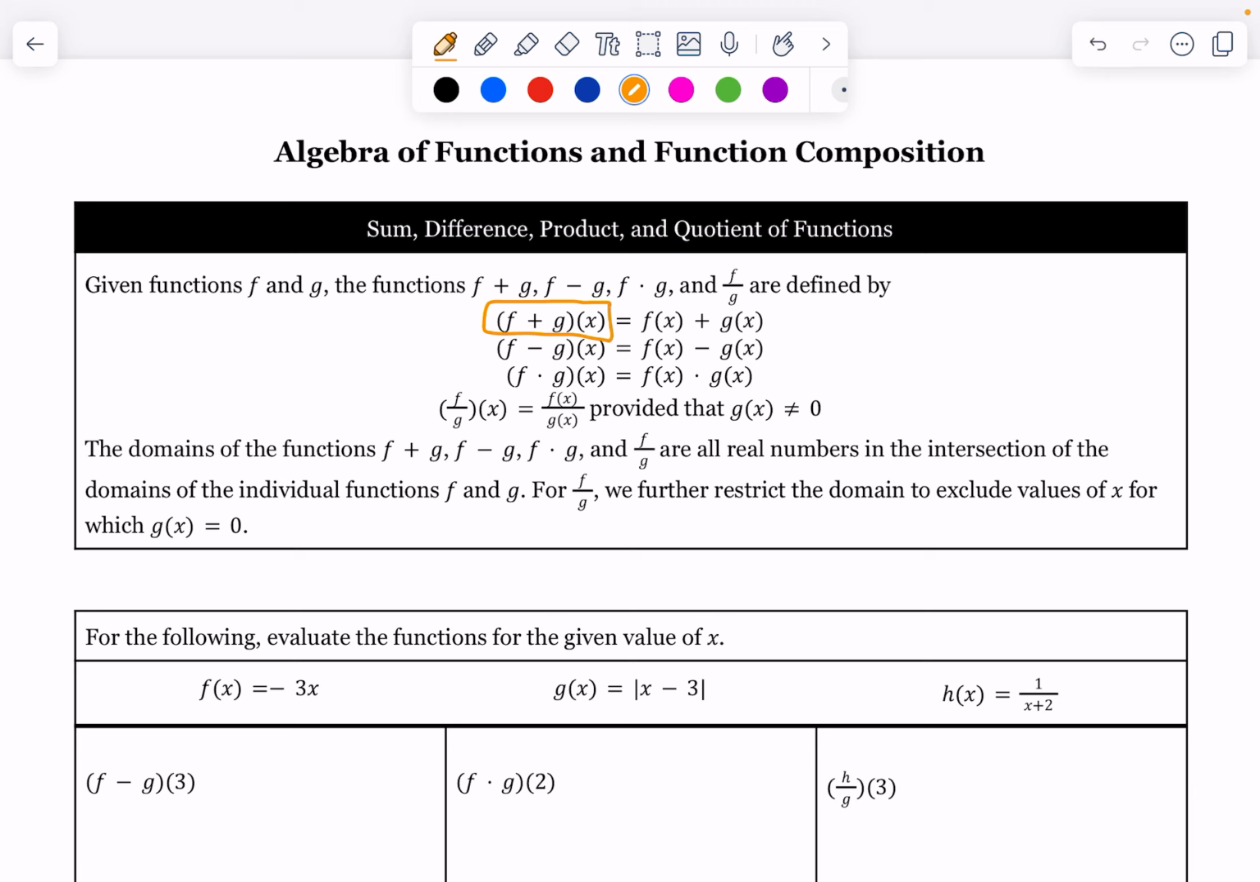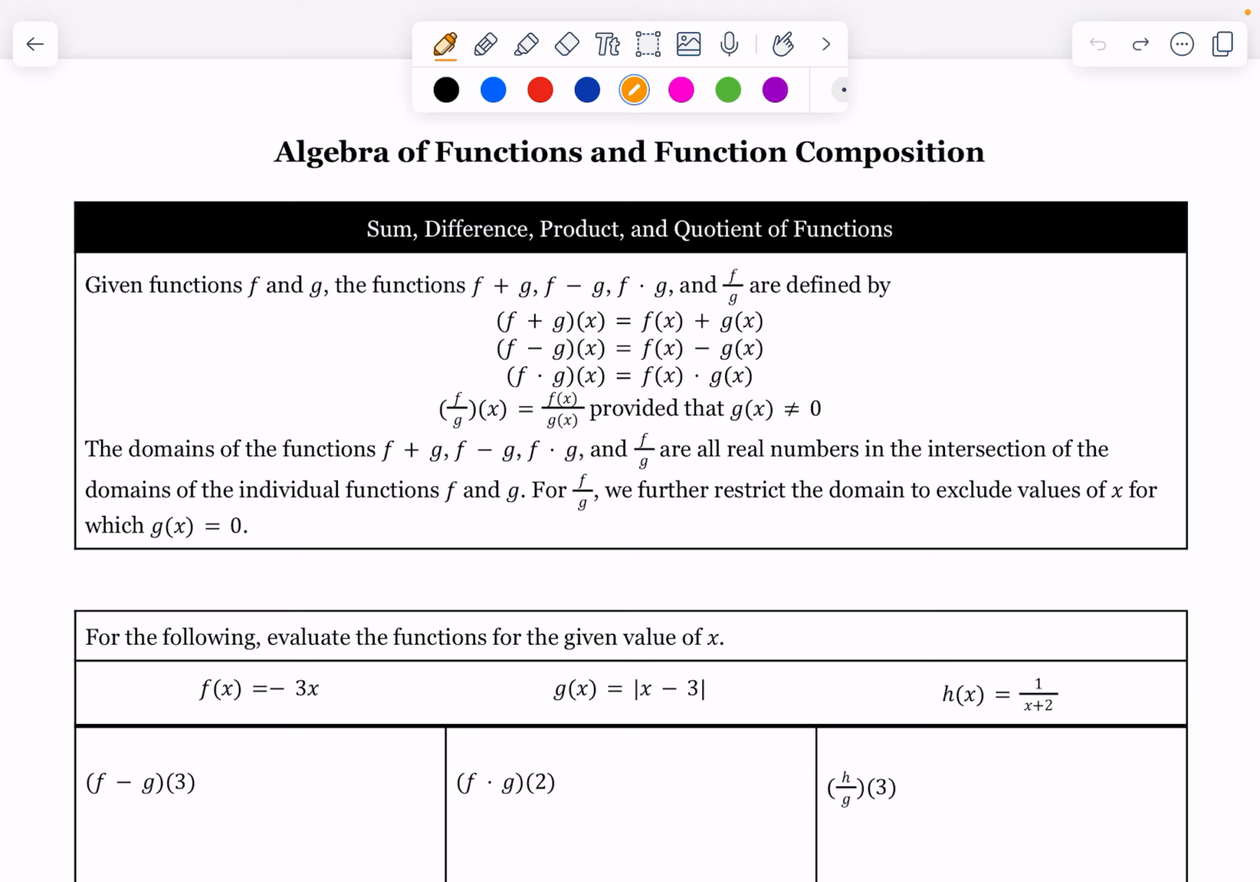f plus g of x is just f of x plus g of x. f minus g of x is just f of x minus g of x. f times g of x is equal to f of x times g of x. And then f over g of x is equal to f of x over g of x. And then we just need to make sure that g of x is not equal to 0.